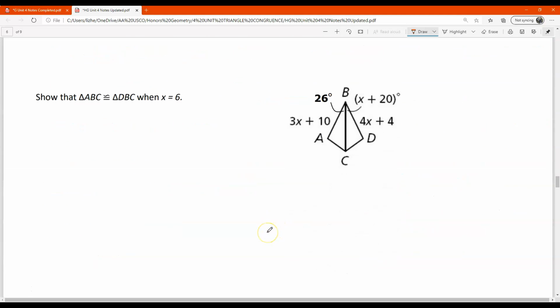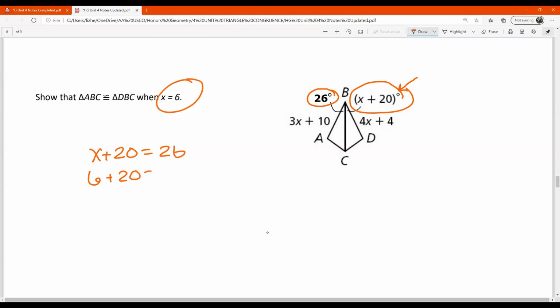Last problem. Show that triangle ABC is congruent to DBC when x is 6. So same type of problem. This is an angle. I look for those little degree signs. So this angle has to equal that. So x plus 20 has to equal 26. Put x equals 6 in, so 6 plus 20 equals 26. Yes, it works there. Then this side has to equal that side.